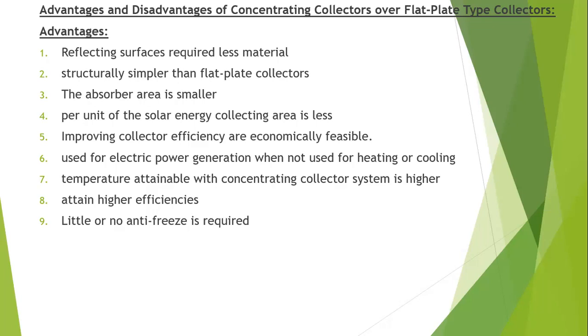So first one is the reflecting surfaces. The reflecting surfaces means the solar radiation is coming onto a surface, and it is reflecting back to the observer. So these reflecting surfaces require less material in concentrating collectors, and these are structurally simpler than flat plate collectors. To construct also, these will be simpler than the flat plate collectors.